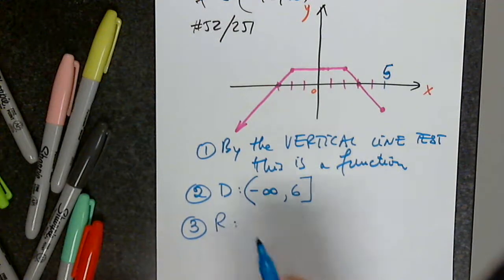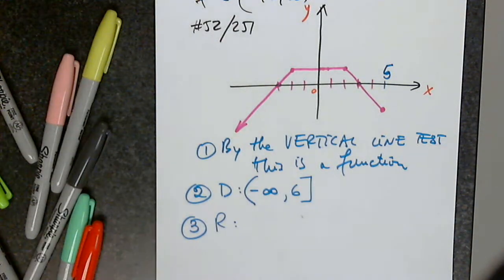So what about the range? So the range is from the smallest possible y value to the largest possible y value.